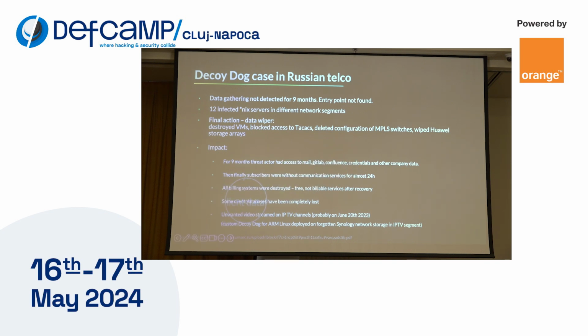Some client databases were completely lost. And after some time, some unwanted video was streamed on the IPTV channels. Most likely in June. It was not said, but on the screenshot in the presentation, it was this date. Because there was a custom DGoy-doc compilation for ARM Linux, which was installed on a forgotten Synology network storage, just a simple box, but you know, people forget about things like that. Shadow IT is everywhere. So that was used by the threat actor as well, and they were able to strike back thanks to that.